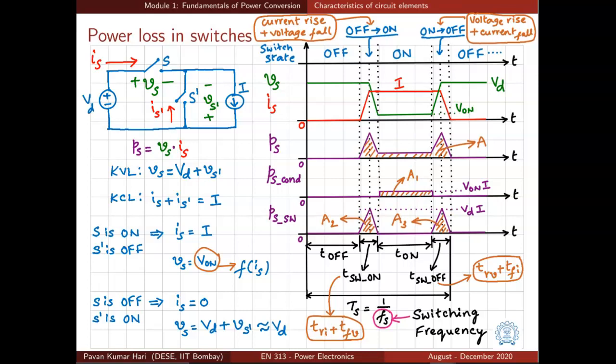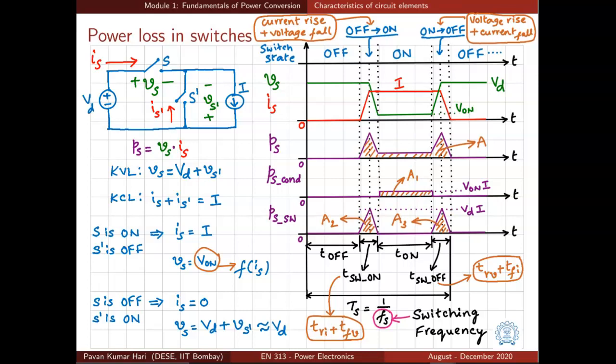Now let us look at the waveforms of Vs and Is. Let us say initially the switch is off, so that means S bar was conducting, so the current was flowing through S bar. So Is bar is equal to I. Is bar is not shown here because our interest is the switch S. Now when we give a turn on command to this switch S, the current through the switch starts rising. The current Is starts rising as shown by this red color waveform.